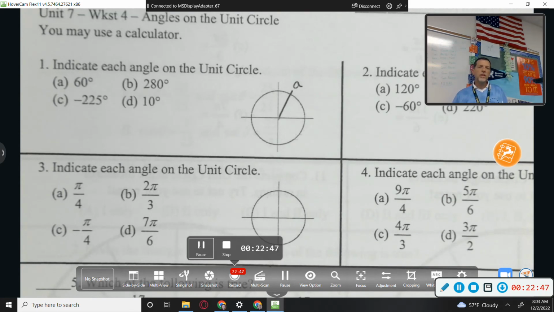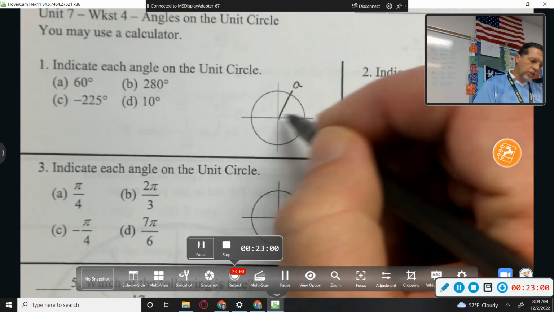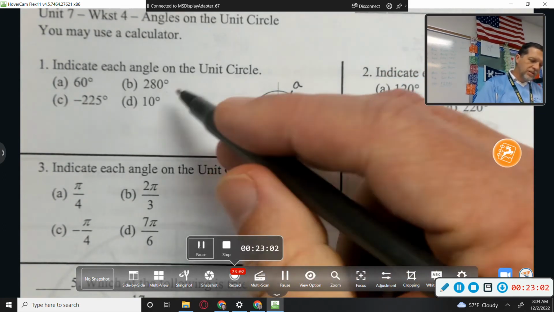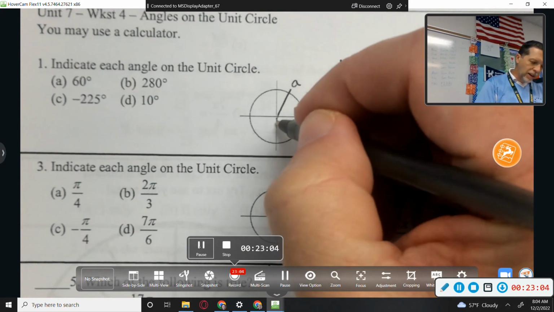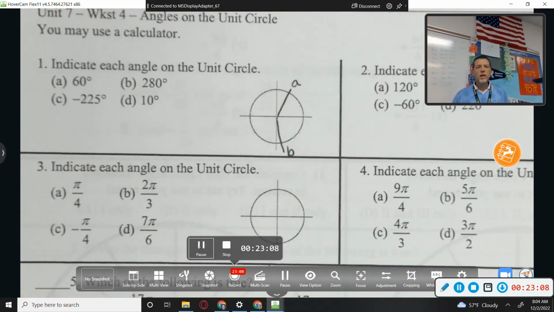Angle B is 280. What quadrant would 280 be in? 4. And is it closer to the down one or closer to the right one? Down. Yeah, because it's 10 past 270, so it's pretty close. All right, a negative 225. Add 360 if you like.